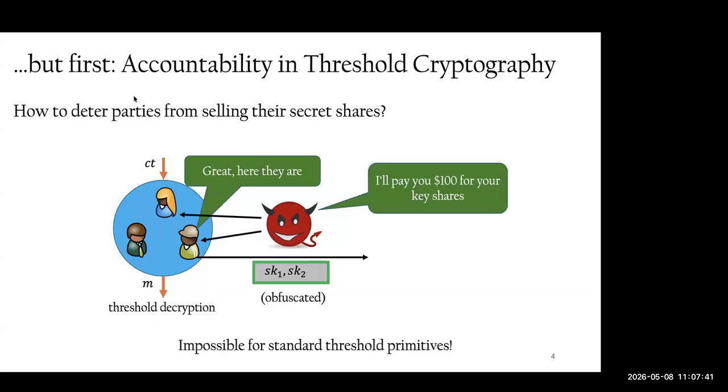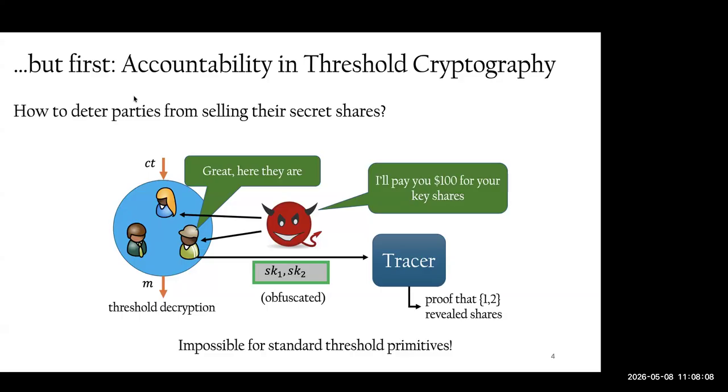We clearly can't stop parties from doing this because they have the secret shares. They can do anything they want with that. But what we would hope for is some notion of traceability. So for example, in this picture, if a whistleblower comes in and tells us that this green box was leaked to me by some parties, then we should be able to trace this box back to the parties that leaked it, in particular parties 1 and 2 in this example. So this is the high-level picture for traceability or accountability in threshold crypto.